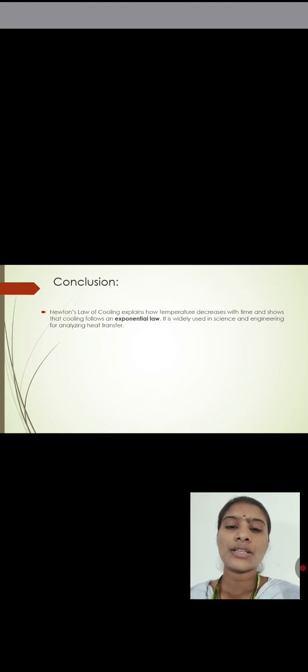Conclusion. Newton's law of cooling explains how temperature decreases with time and shows that cooling follows an exponential law. It is widely used in science and engineering for analyzing heat transfer.